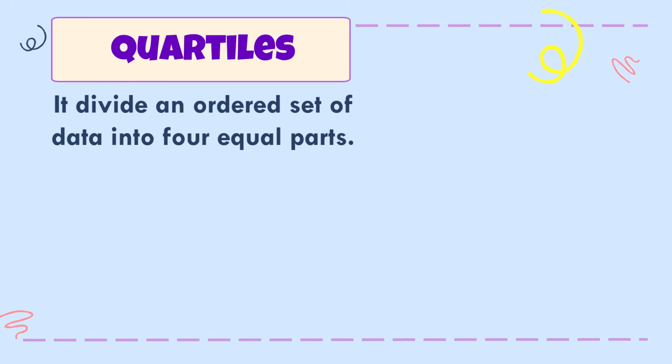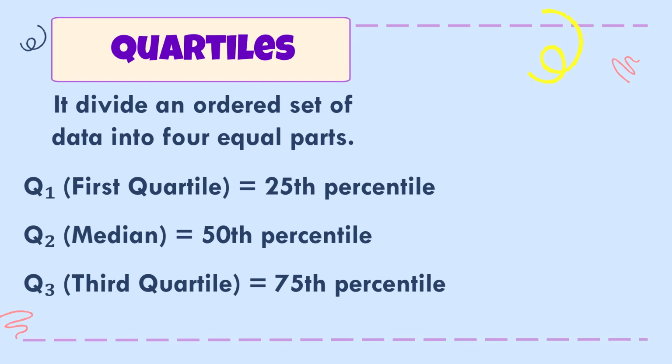Quartiles divide an ordered set of data into four equal parts. Quartile 1 is the first quartile. Quartile 2 is the median. Quartile 3 is the third quartile. Quartile 1 is also equal to percentile 25. Quartile 2 is the 50th percentile. And quartile 3 is the 75th percentile.